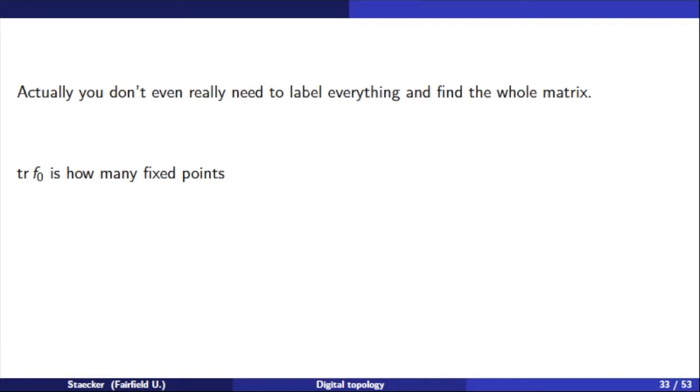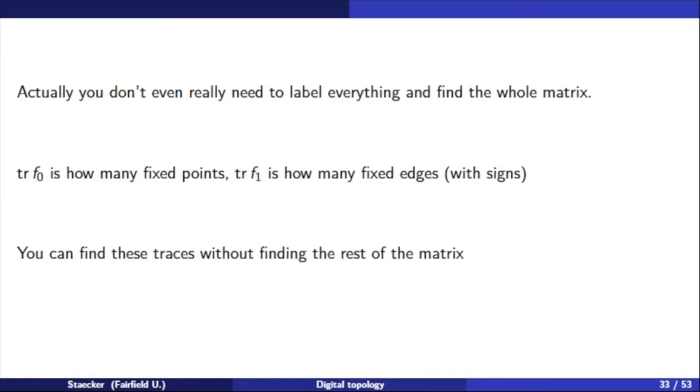The trace, remember, the trace of F0 would be how many fixed points there are. Something is on that diagonal of the matrix when it maps onto itself. So the trace of F0 is how many fixed points. The trace of F1 is how many edges go to themselves. You have to remember the signs. It could be +1 or -1. But these traces you can find even if you don't know the whole matrix. Here's an example. So this is workable even in very big examples, like this one.